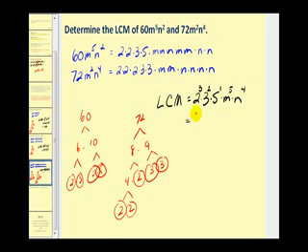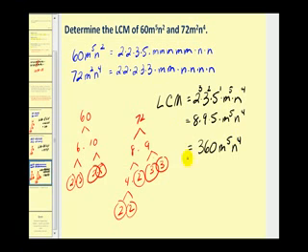So 2 to the third, that would be 8. 3 squared would be 9. 8 times 9 is 72 times 5, that's 360. m to the fifth, n to the fourth would be our LCM.